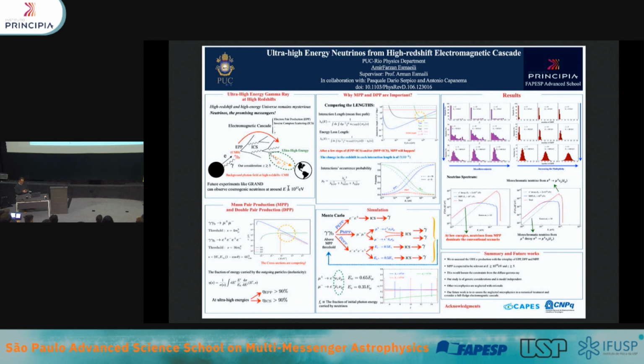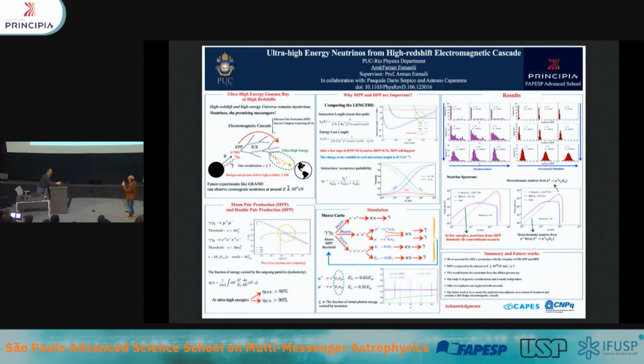Very briefly, as Alicia was talking about the electromagnetic cascade, we know that at the ultra high energy regime, when the energies are very large, the electron pair production and the inverse Compton scattering are not the only interactions that can happen to the photon-photon and electron-photon interactions. Two of the most important interaction channels are the muon pair production and double pair production, as you can see here.